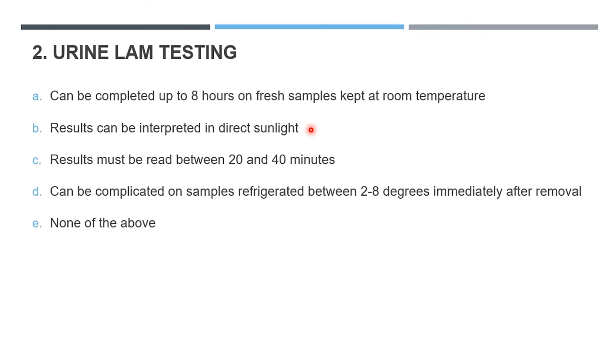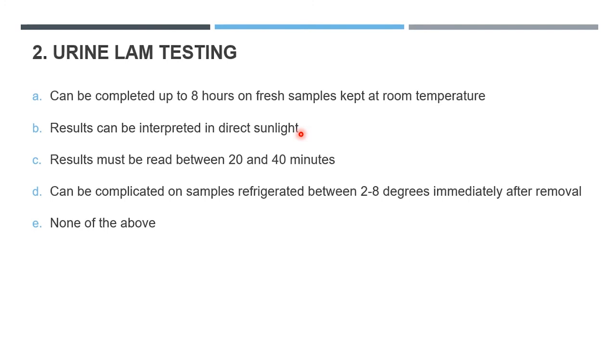In terms of the leaderboard, none said that it can be interpreted in direct sunlight. It was neck and neck for the next two at 11% each: can be complicated on samples refrigerated between 2 to 8 degrees immediately after removal, and none of the above. Second highest is option C, that results must be read between 20 to 40 minutes. And 53%, the majority of us, voted for option A, that it can be completed up to 8 hours on fresh samples kept at room temperature.